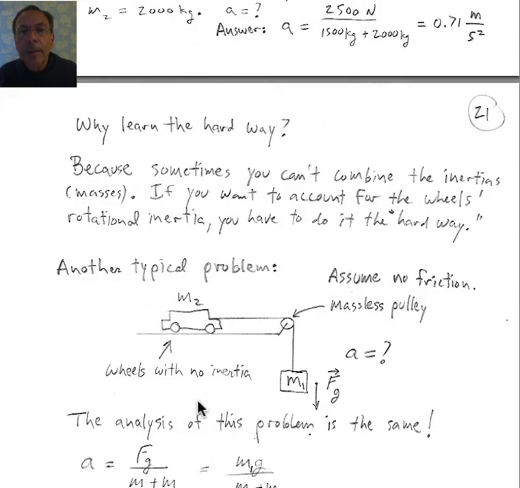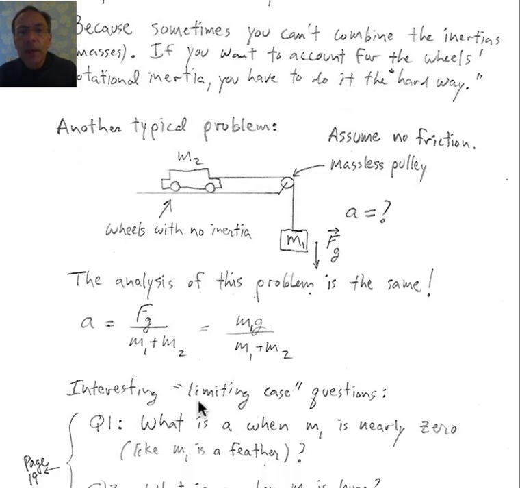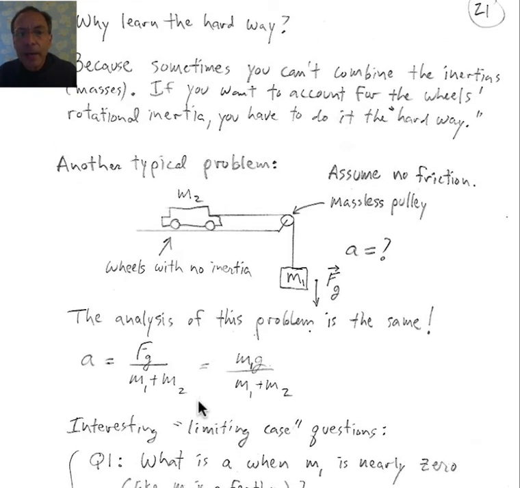So, for example, let's suppose that the wheels of the two cars had some rotational inertia. So this is something you're going to learn about later. Then the easy way is no longer an option. You have to do it the hard way. Okay, so enough of that one.